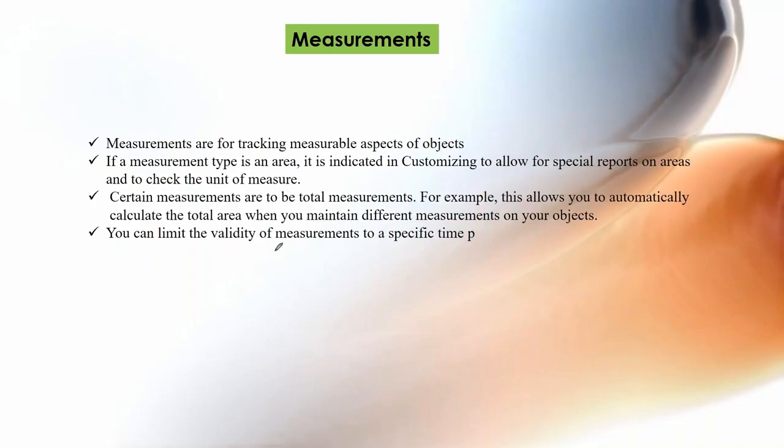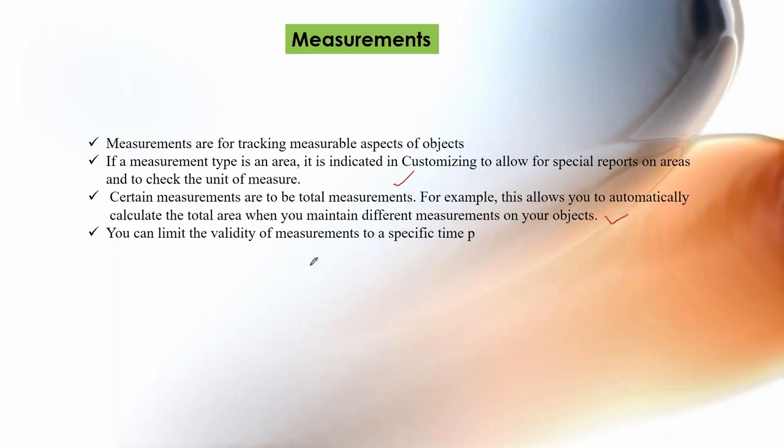So here in measurement type, we have to define that this is the area measurement type, so that in reports the same will be available. We are having some specific reports. Then next is a certain measurement area to be total measurement. As I said, we can combine multiple measurements to calculate a total area, total measurement. For example, this allows you to automatically calculate the total area when you maintain different measurements on your object.